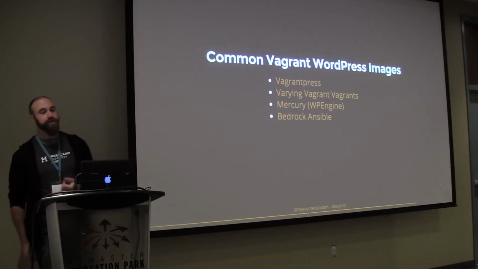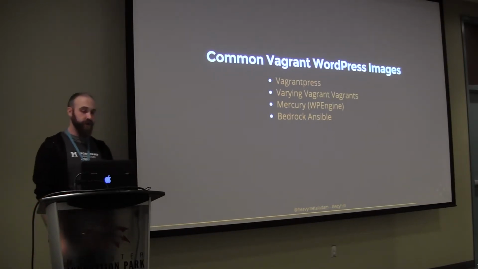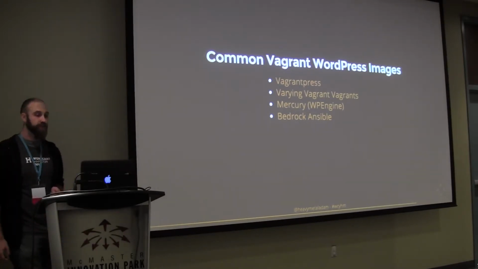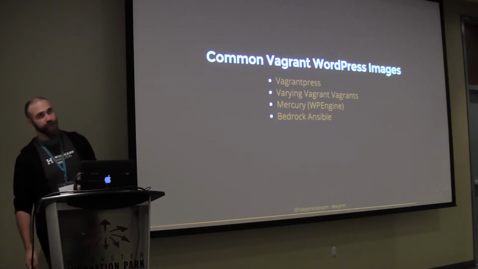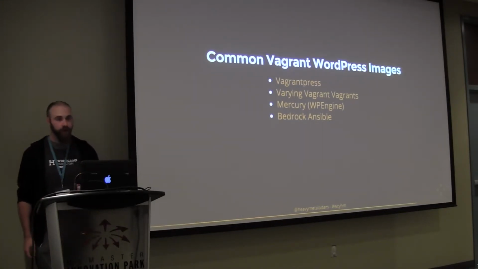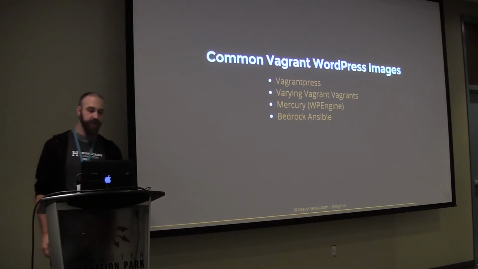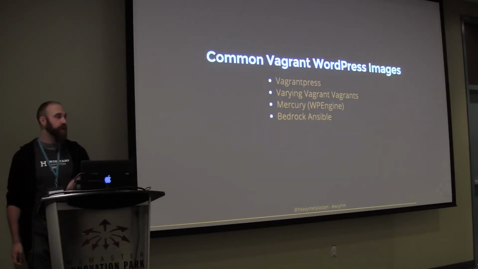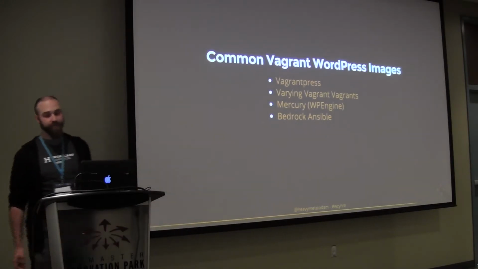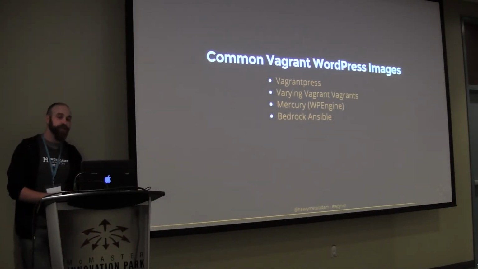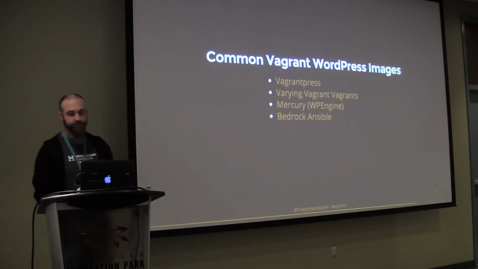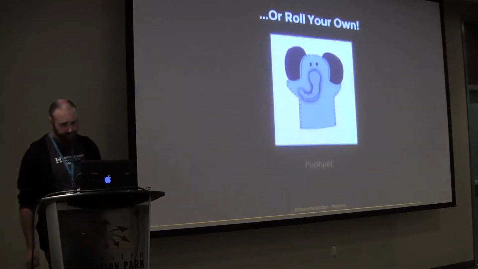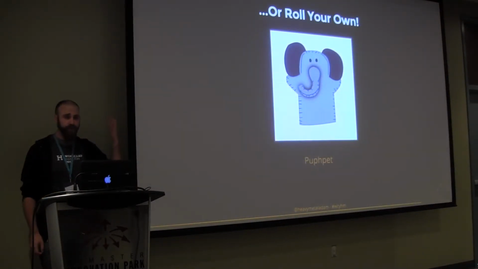Some common Vagrant WordPress images: VVV, Vagrant Press, Varying Vagrants, which I believe is a 10up tool, Mercury, which WP Engine has done. There's another open source project called Bedrock Ansible. Paul has me beat here. He has a few other WordPress images as well. Stick around for his talk. Or you can roll your own.